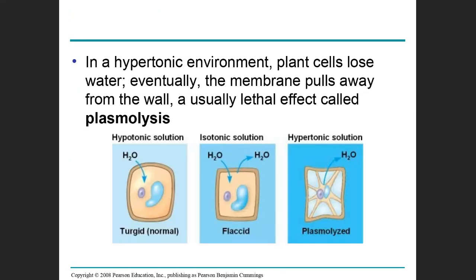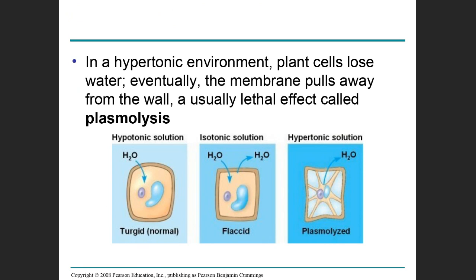So again, we're now just looking at the plant cells. If you put a plant cell in a hypotonic environment, water moves into the cell. It causes the cell to expand, to put pressure on that cell wall, and that makes the plant turgid or rigid. And that's the ideal condition for plants, right? So they like hypotonic water.